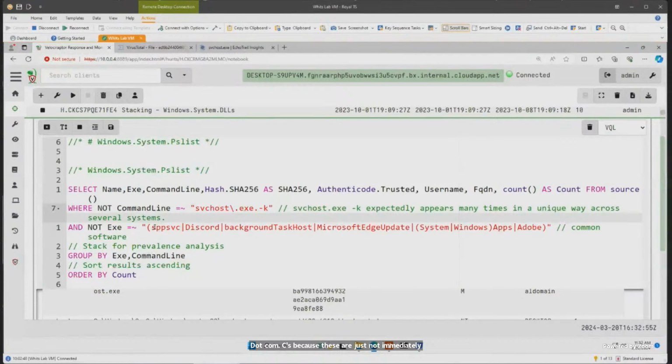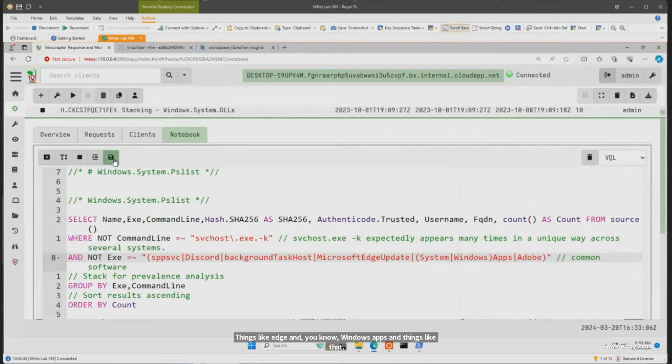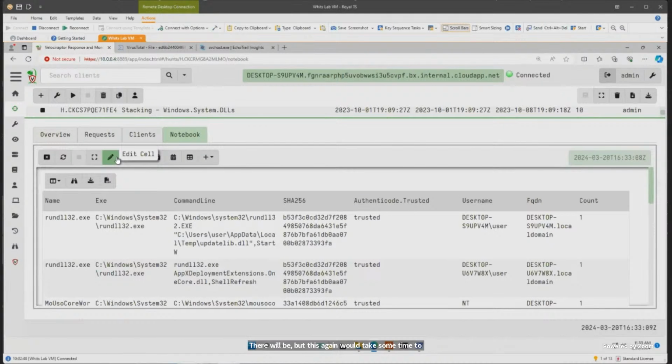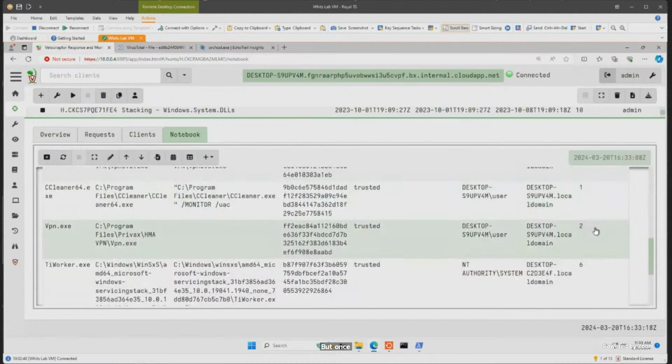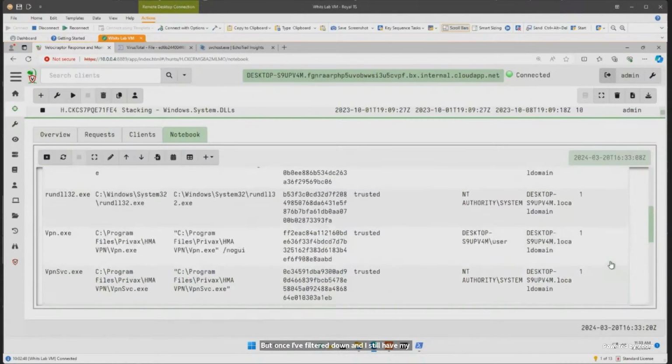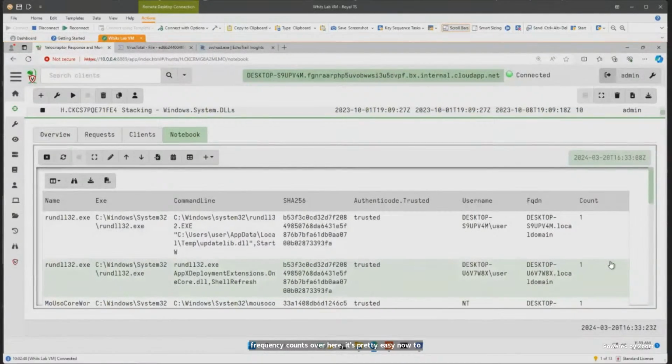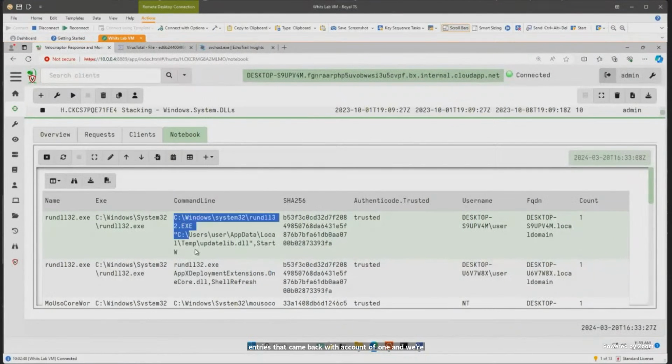But I'm also filtering out some of the other benign and noisier things, right? Things like Edge and Windows apps and Adobe. But this again would take some time to baseline and understand what's normal for this environment. Once I've filtered down and I still have my frequency counts over here, it's pretty easy now to rule out. Okay, so now I'm down to just a handful of entries that came back with a count of 1. And we're staring at one right here that would probably be worth looking into.